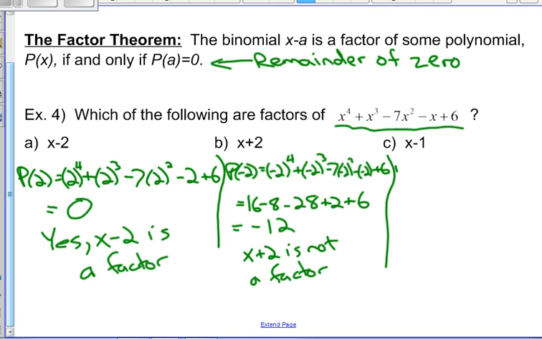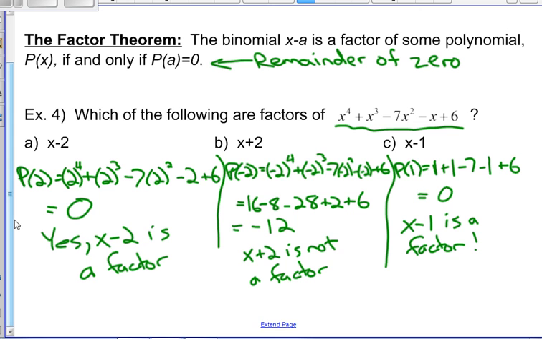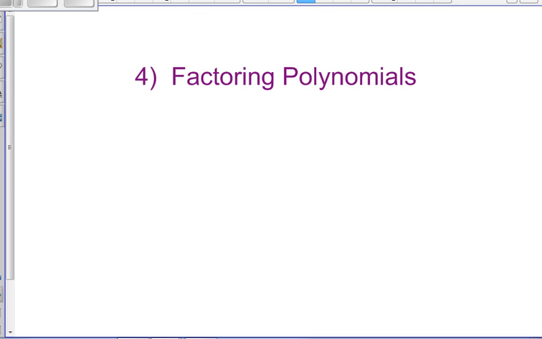x minus 1, so we're looking for p at 1. Checking 1 is really a gift. Anything to the power of anything is just 1. So this would be 1 plus 1 minus 7 minus 1 plus 6. Hey, what's that going to be? 8 minus 8 is 0. x minus 1 is a factor. Yay! So we have a way to test for factors. Now that we have a way to test for them, let's actually do some factoring.